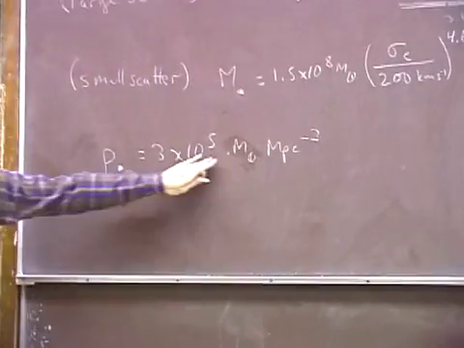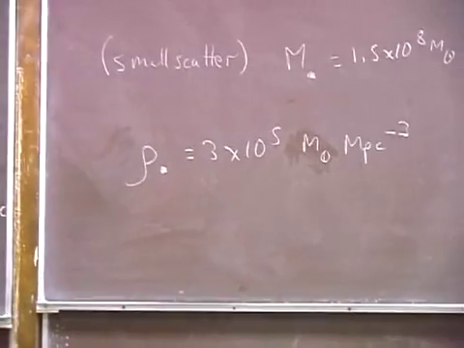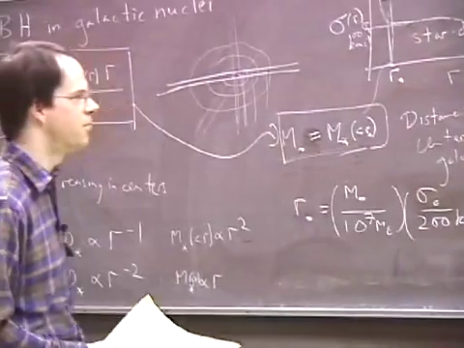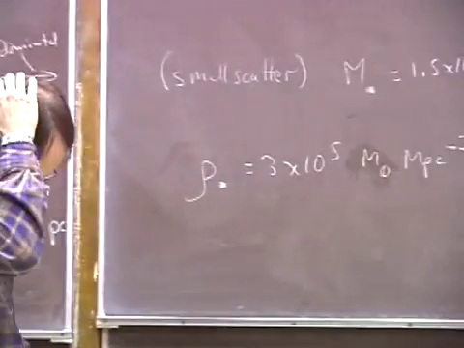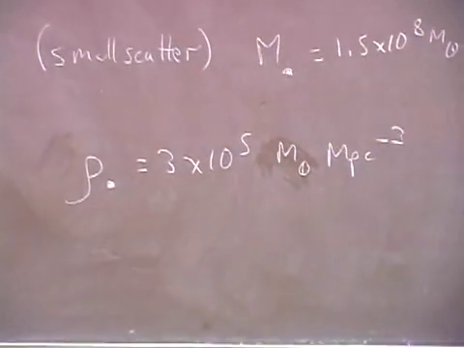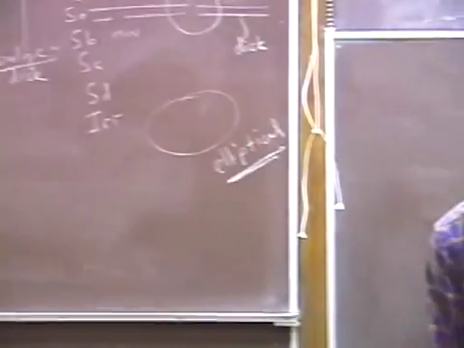So this doesn't tell you, of course, how many there are of any particular mass, it just tells you the integral over all the masses. There's 3×10^5 solar masses per cubic megaparsec in the supermassive black holes. And you should just compare that to the numbers for stars, which I gave you a few lectures ago. Let me dig that up here.